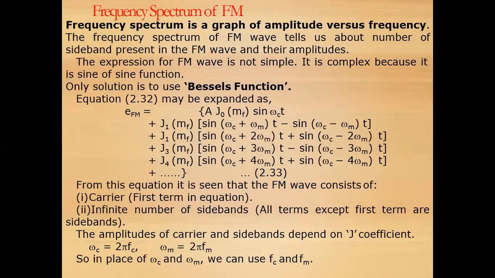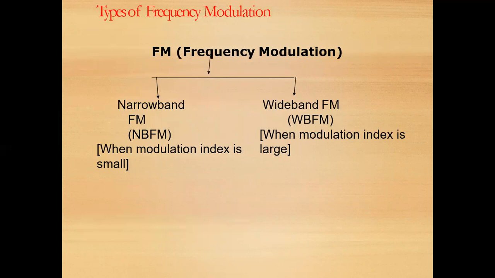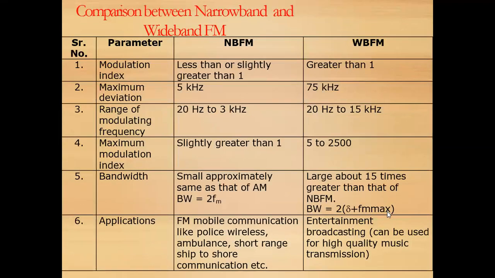Today, in this session, we will see the types of frequency modulation. As I told before, depending upon the modulation index, whether mf is greater than 1 or less than 1, narrowband FM and wideband FM are the types of frequency modulation. If it is narrowband FM, the modulation index will be small. If it is wideband FM, the modulation index will be large.